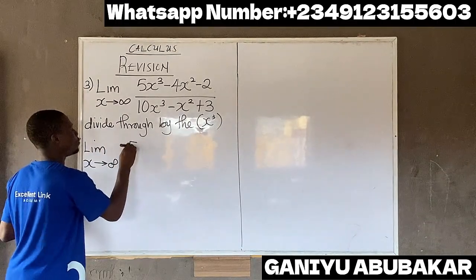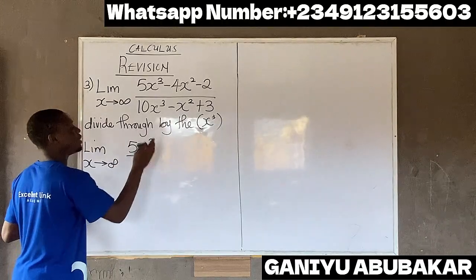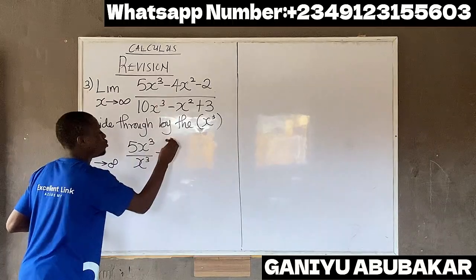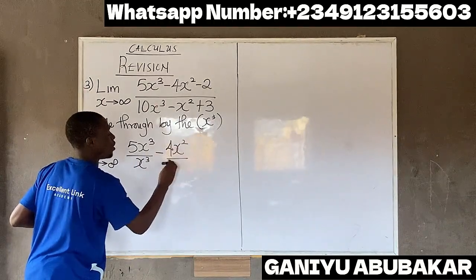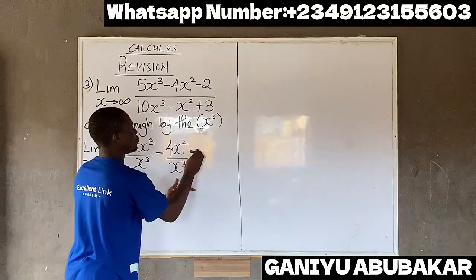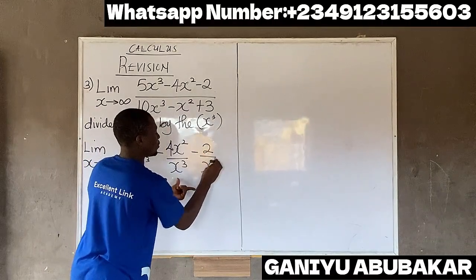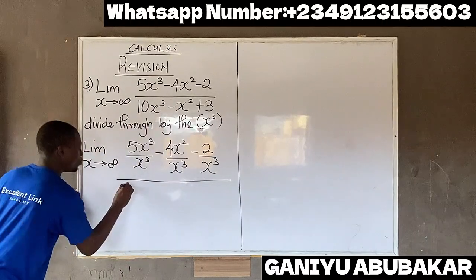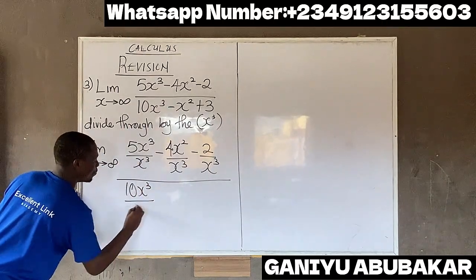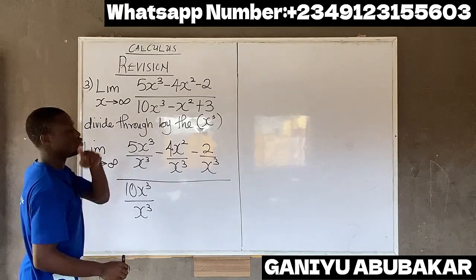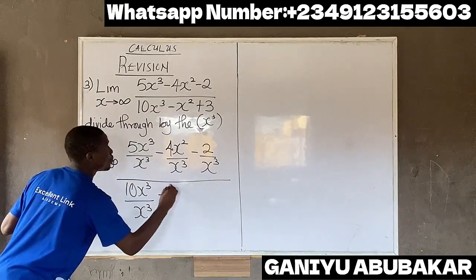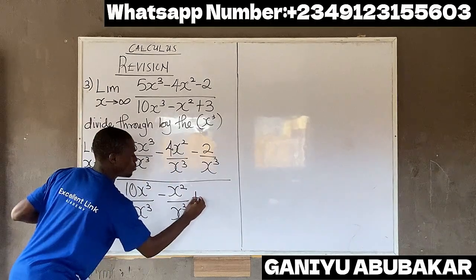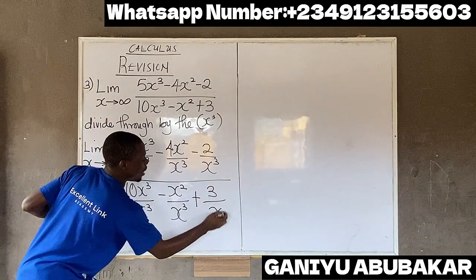This gives you 5x cubed over x cubed. I have minus 4x squared over x cubed. Moving on, this one gives you 2 over x cubed. That's the numerator. All over, this one gives you 10x cubed over x cubed. So divide through, 1 by 1. Minus x squared over x cubed, plus 3 over x cubed.